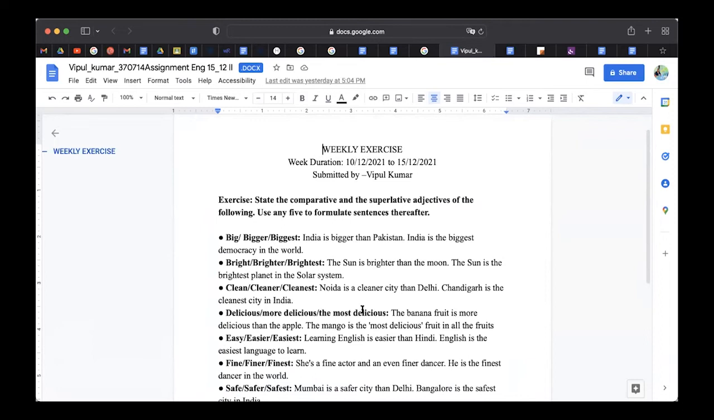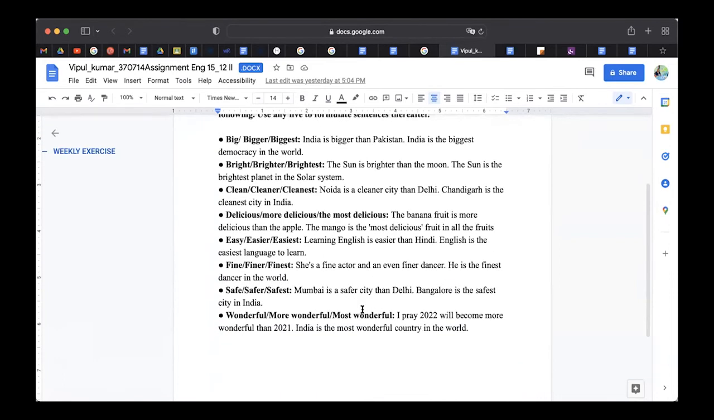India is bigger than Pakistan. India is the biggest democracy in the world. The sun is brighter than the moon. The sun is the brightest planet in the solar system. Noida is a cleaner city than Delhi. Chandigarh is the cleanest city in India. The banana fruit is more delicious than the apple.